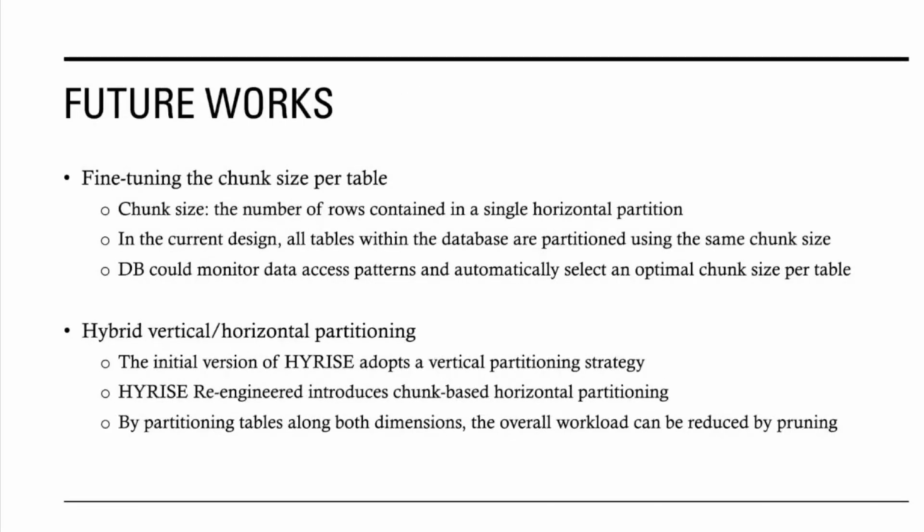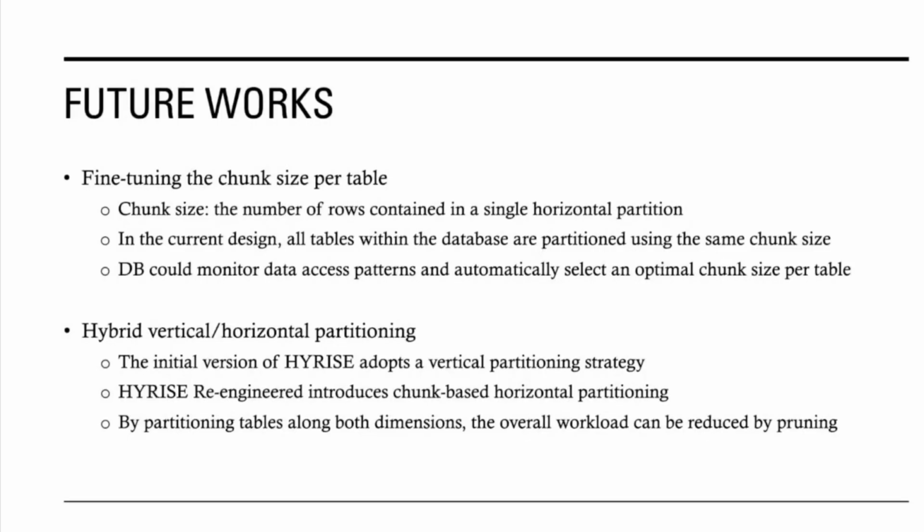Although HyRise already performs well in hybrid workloads, there are several areas where performance can be further improved. The first one is fine-tuning the chunk size per table. In the current HyRise implementation, chunk size is set globally across all tables. However, as shown in the revised HyRise paper, the optimal chunk size can vary significantly depending on access patterns.